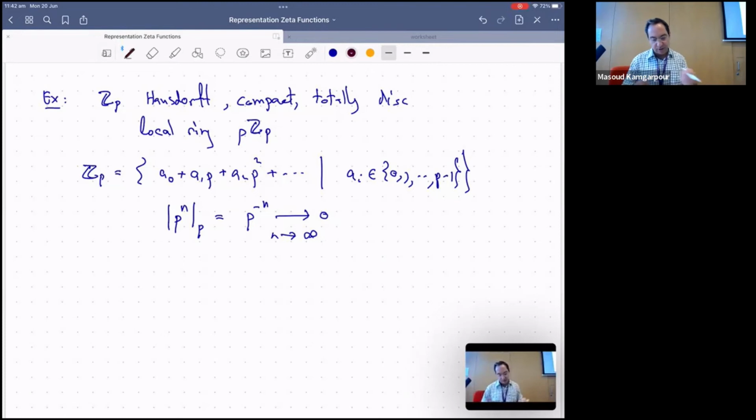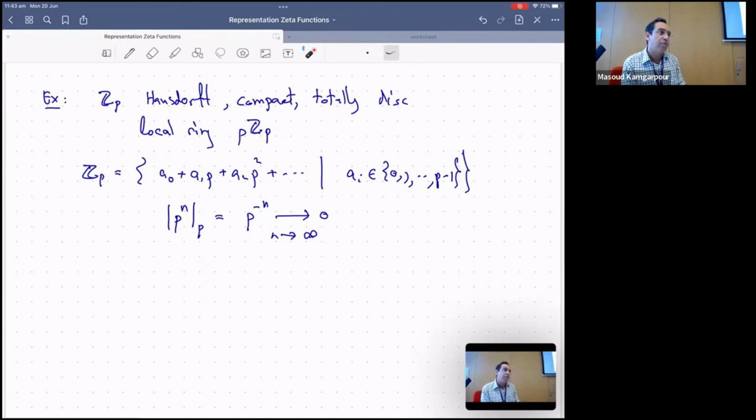you can see how it's totally disconnected. It's like a Cantor set, right? You start with a0, you have p choices to choose a0, then you have p choices for your next approximation. So that looks like a tree, okay? And it becomes a totally disconnected, compact topological space.